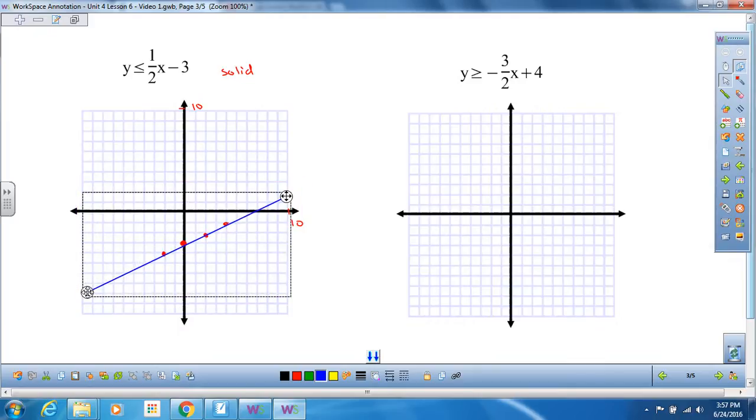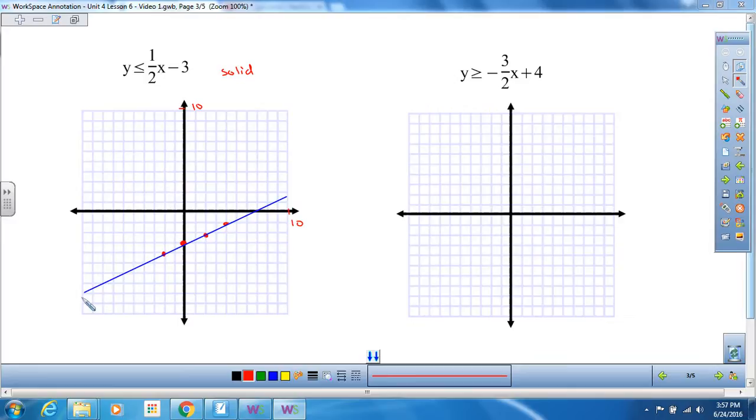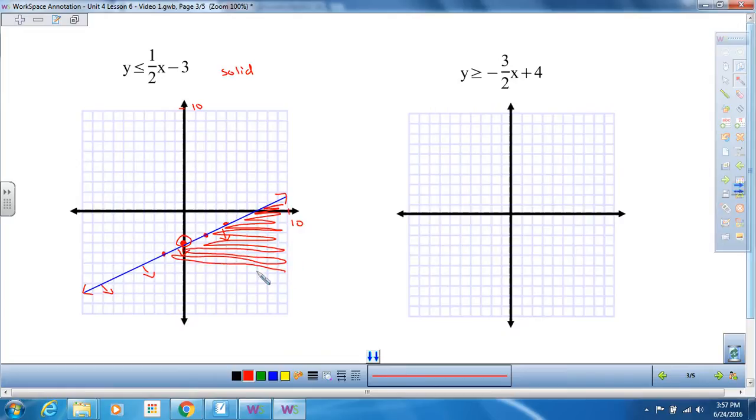So your line divides the graph into two regions. Okay? And then it's less than or equal to, so I shade on the side of the line below the y-intercept. So here's my y-intercept. I want to shade below, so this way. So I shaded everything underneath this line. And remember, I don't stop at the axes.